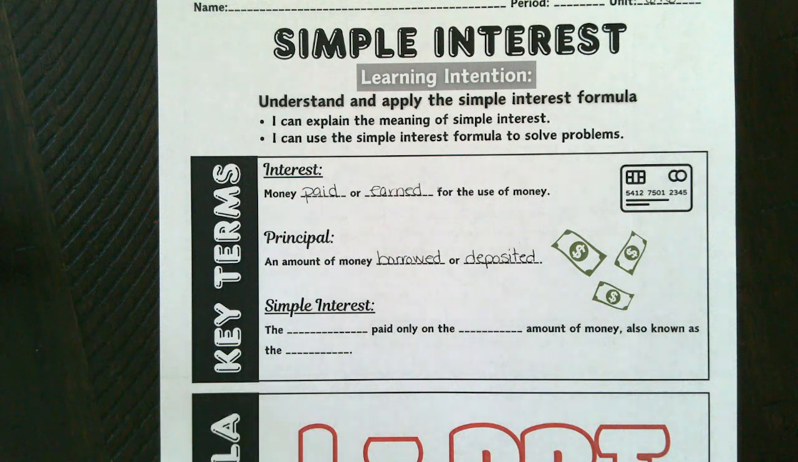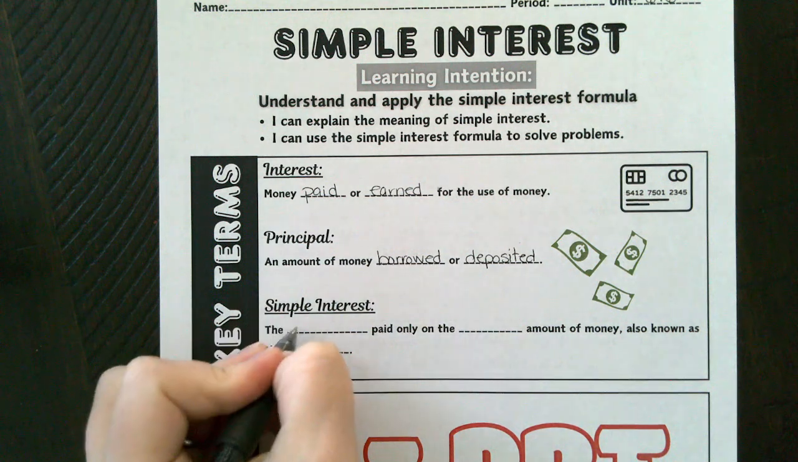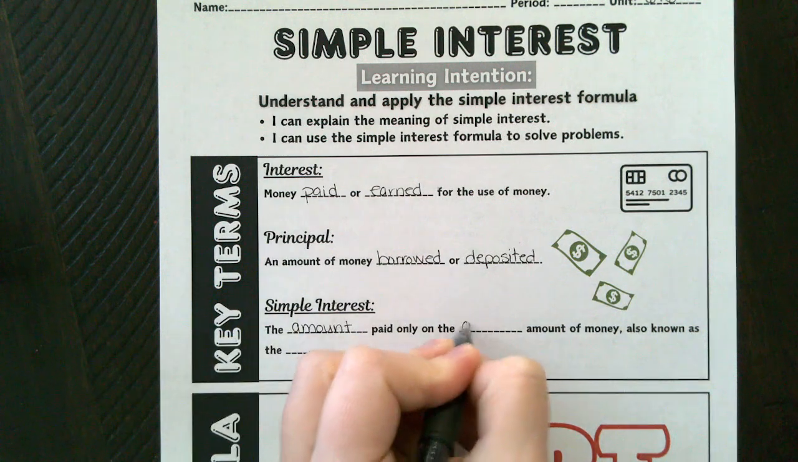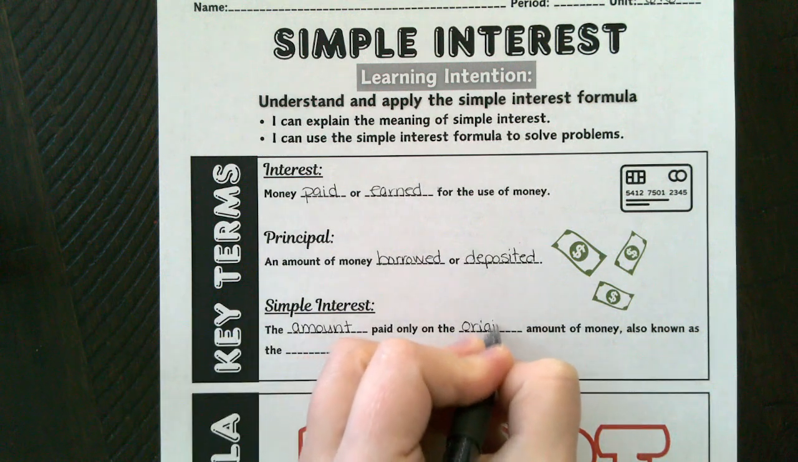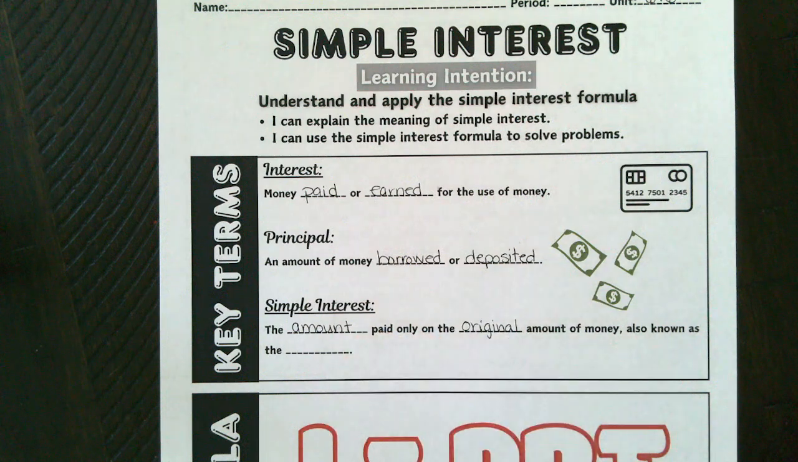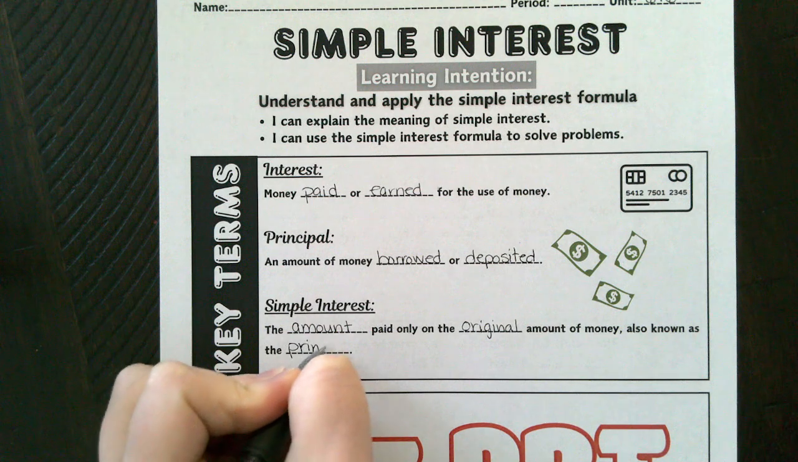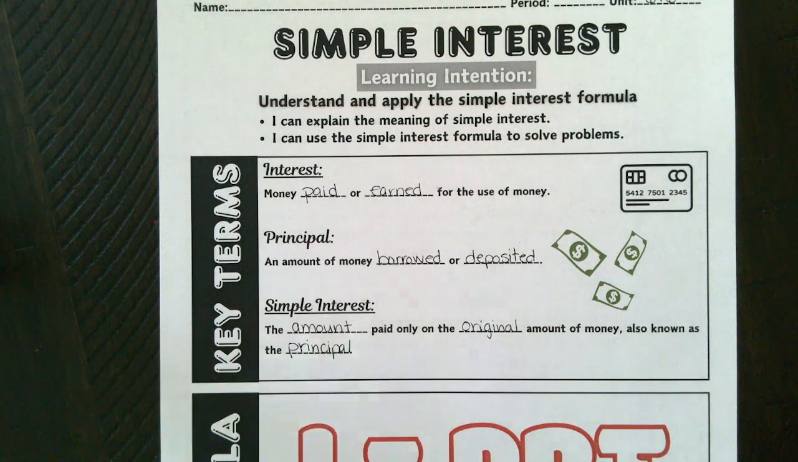So now we're going to talk about simple interest. So it's a little bit different than just interest in itself. So simple interest is the amount paid only on the original amount of money, which is also known as the principal, which we talked about up here. So the principal is the original amount.